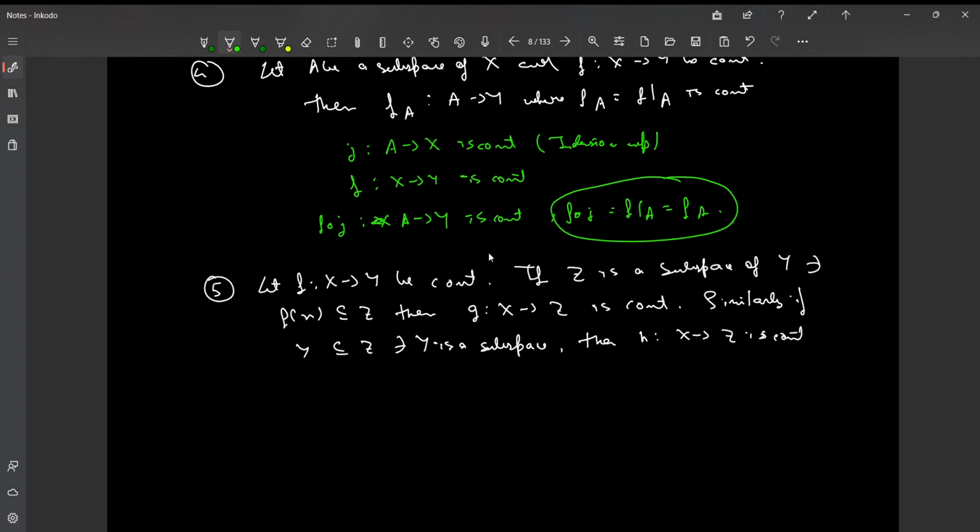How is it so? We again need to use statement 3, composition function. How can we do this? See, f from X to Y is continuous, right? We say that Z is a subspace of Y which contains f of X, right?